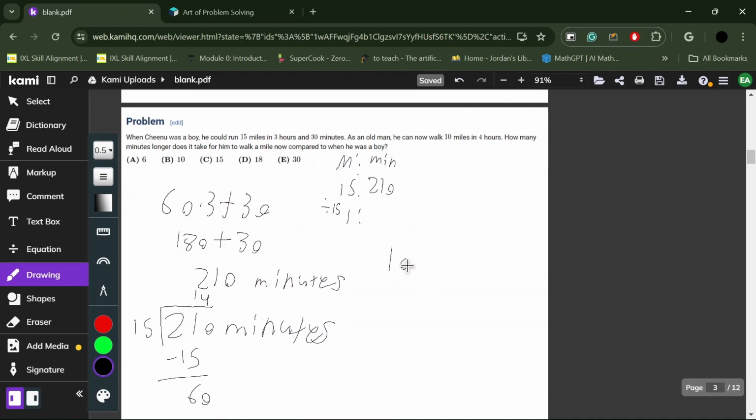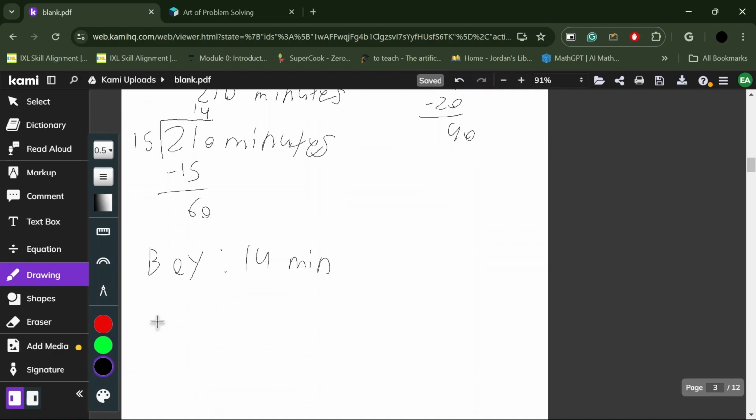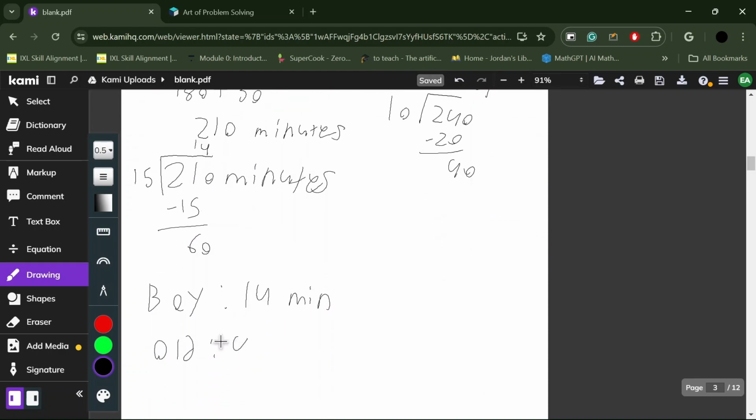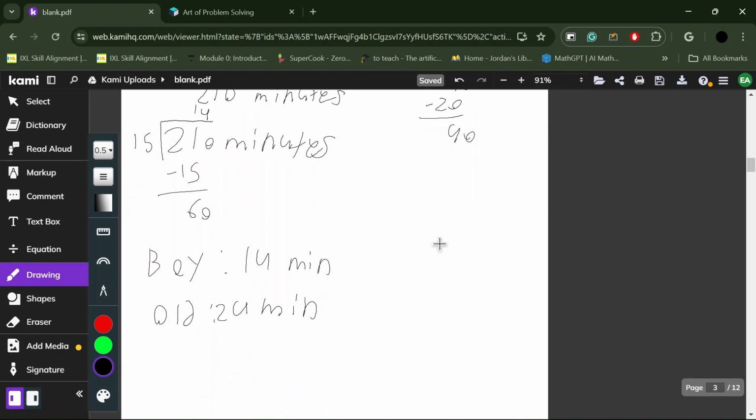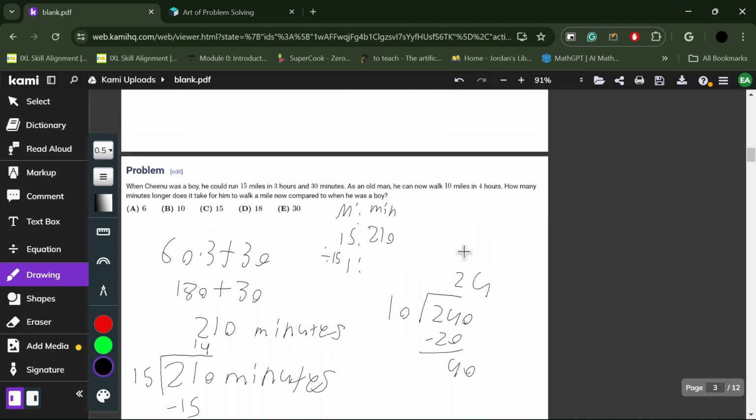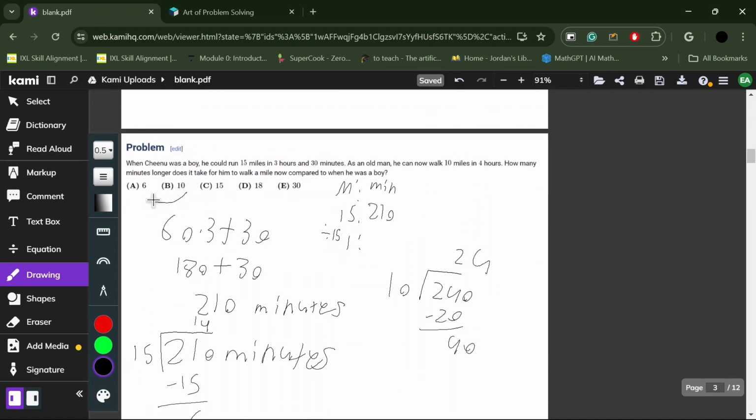So we're going to do 10, and then 4 times 60 is 240. That is going to be equal to, this is 2, then we get 40, 24. So when he was old, it was 24 minutes. So therefore, it's asking how many minutes longer. So it's 24 minus 14, which is going to be equal to 10. Okay, so the answer is B, 10 minutes.